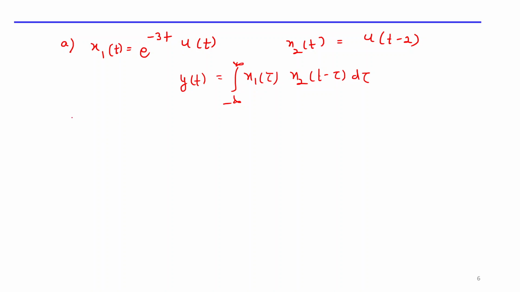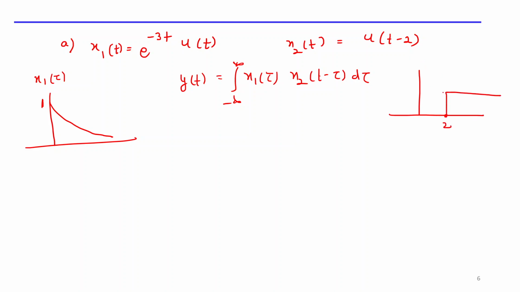Now you know that this signal I can draw. The first signal is like this. Height is 1. This goes up to infinity, so it will be 0 somewhere. So this becomes my x1 tau. Right, sir? Okay, sir. U of t minus 2, can you draw that signal? It will start from 2 and go to infinity. The height is 1, right?